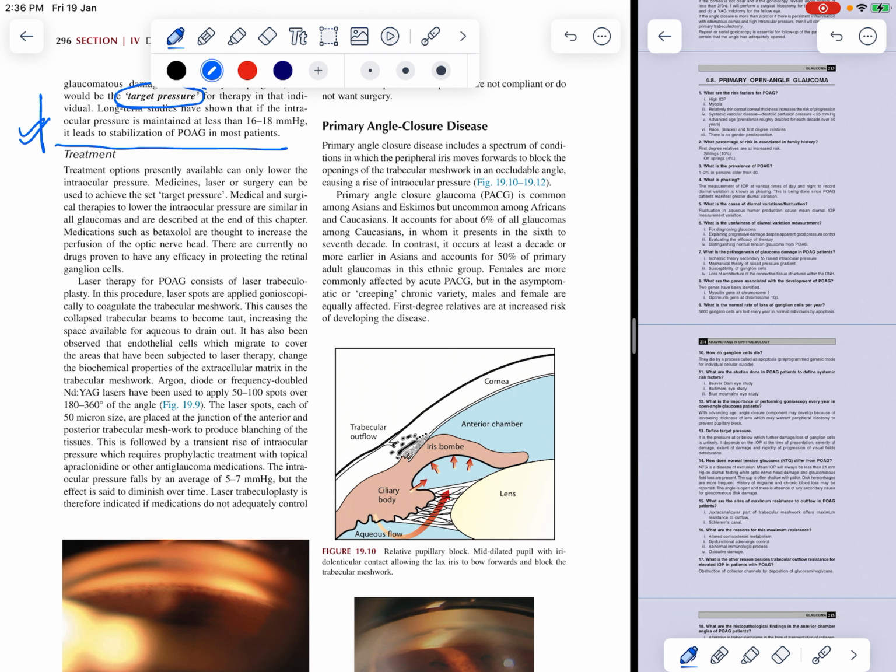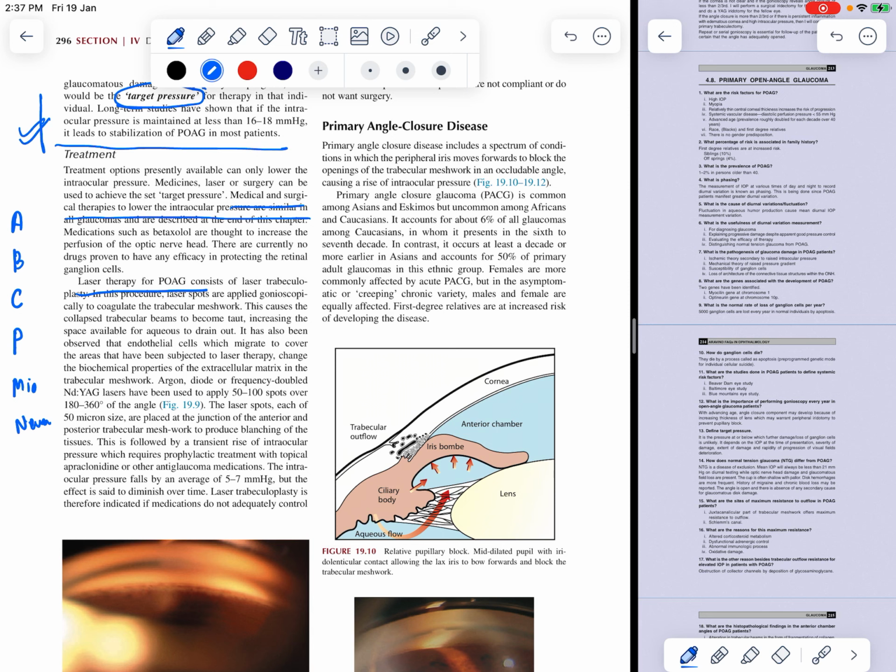Treatment options simple. Treatment is divided into medical and surgical. Treatment options are divided into medicine, laser, or surgery, which can be used to set the target pressure. Medical and surgical therapies to lower intraocular pressure are similar in glaucomas and are described at the end of the chapter. We will go through everything. We will cover whole Parsons and Khurana. Don't worry about it. Medications are alpha agonist, beta blockers, carbonic anhydrase inhibitors, prostaglandin analogs, miotics, many more, and the newer drugs.